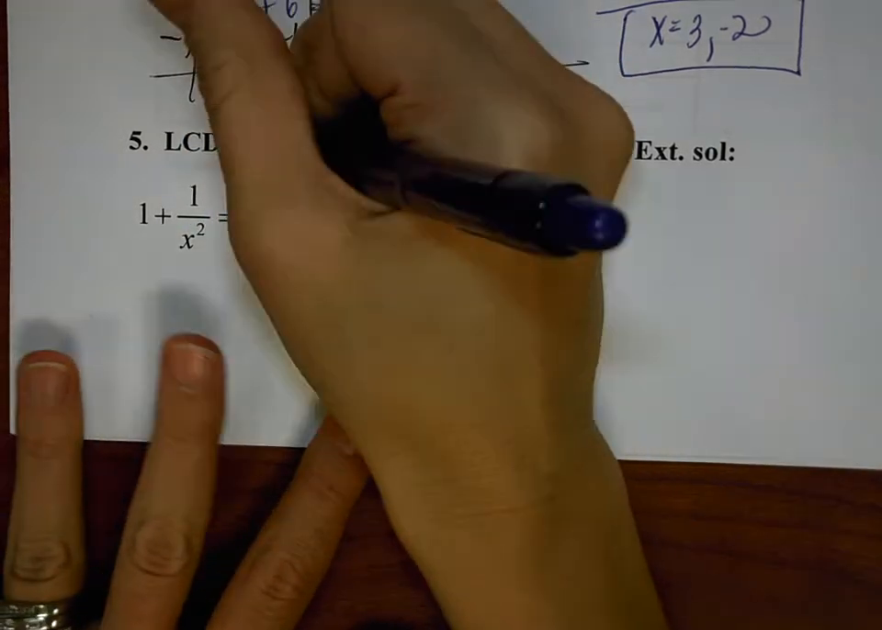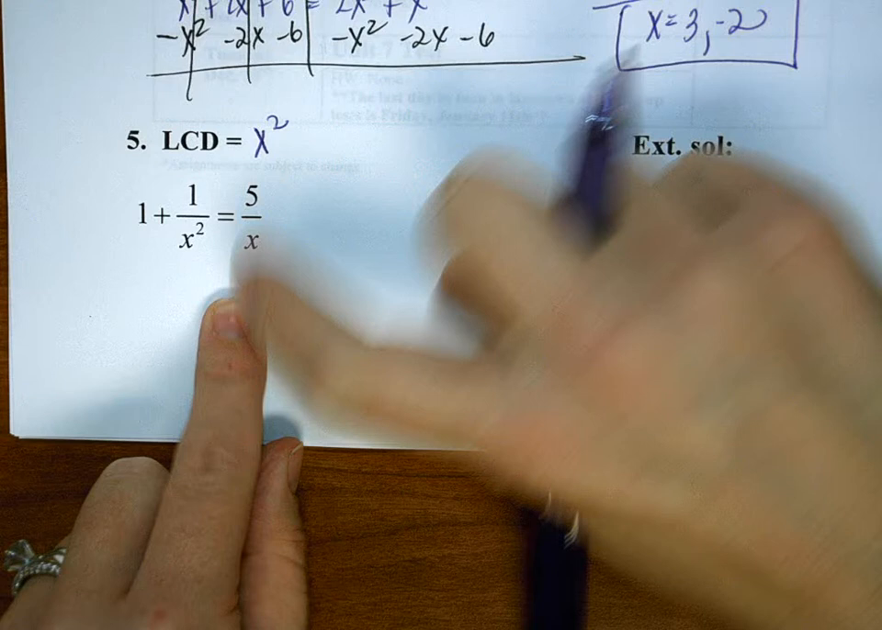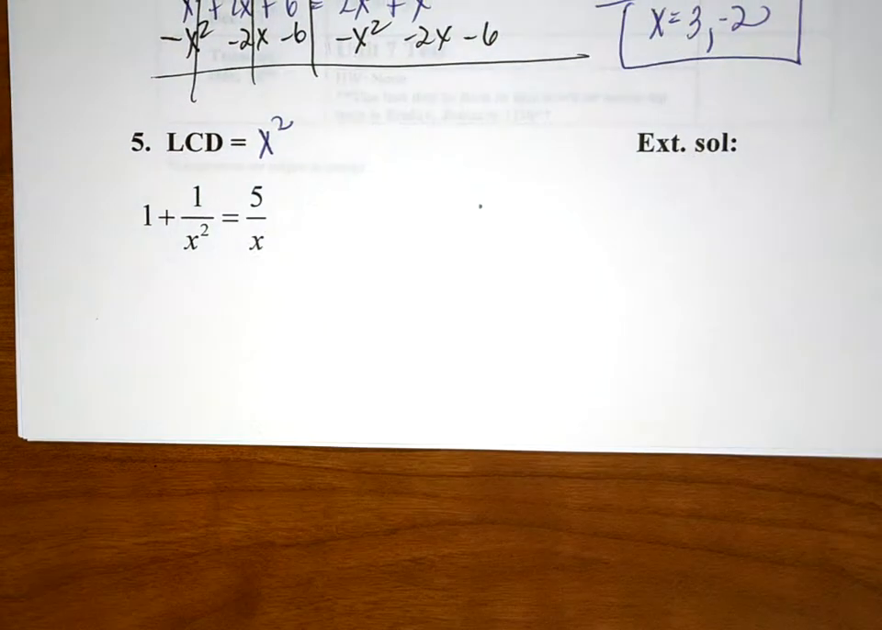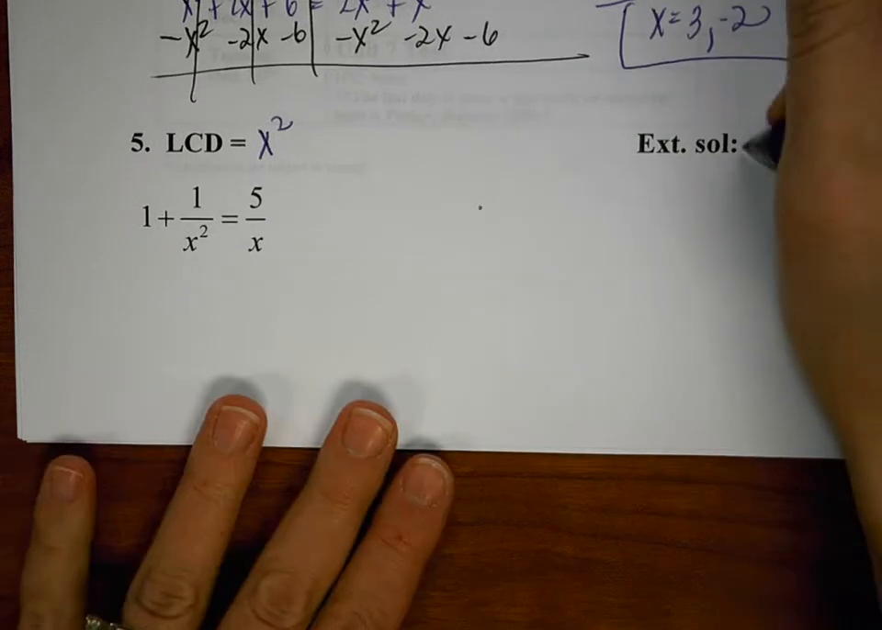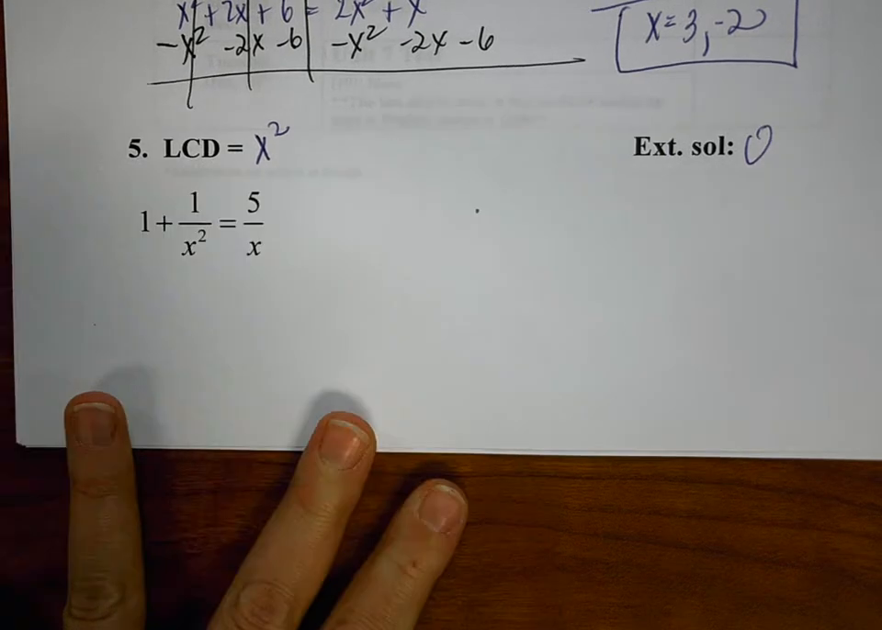It's just going to be x squared. And the reason is, if I multiply x times x squared here, the x will still cancel out, right? So you only need x squared for your LCD. Okay, what is next, Loveline? Good, and what's my extraneous solution? 0 is correct. X squared equals 0 will give me 0 for x, and same with x equals 0.